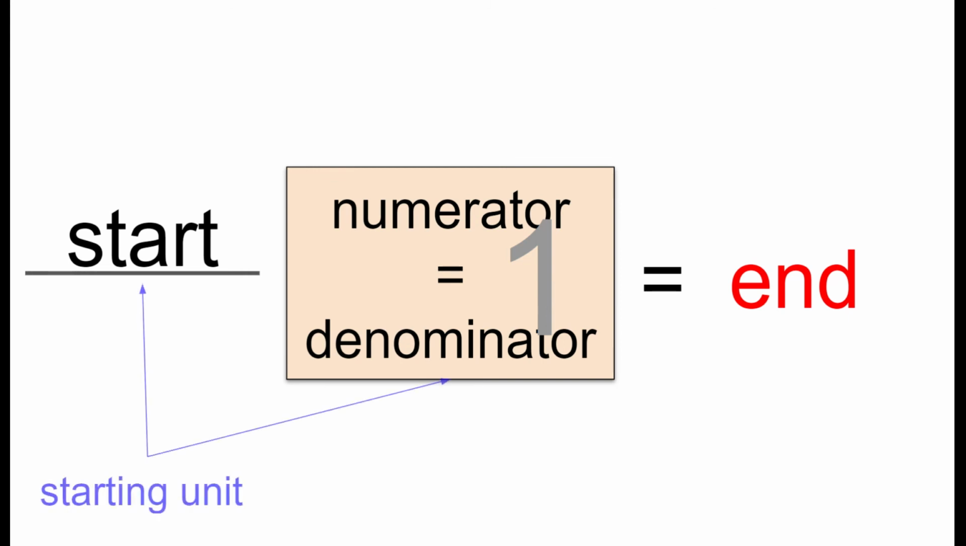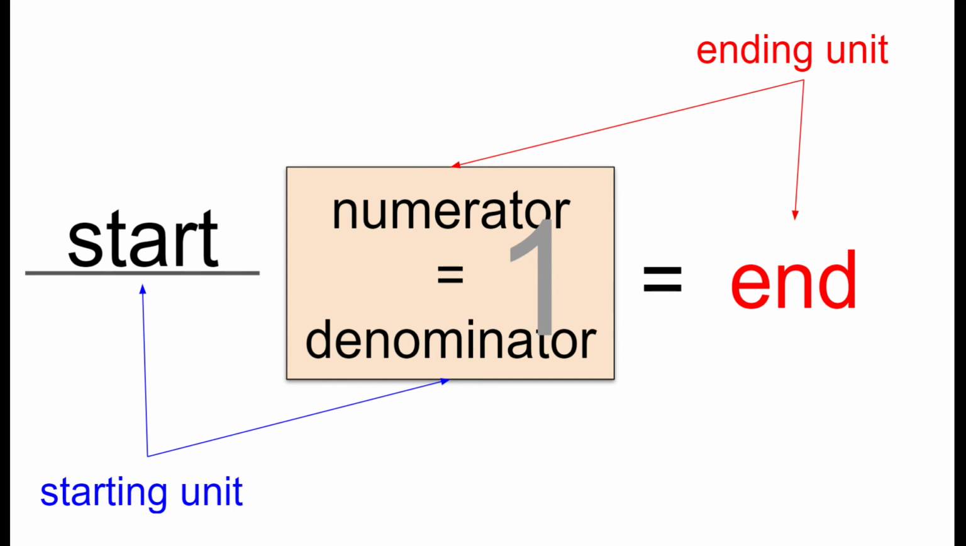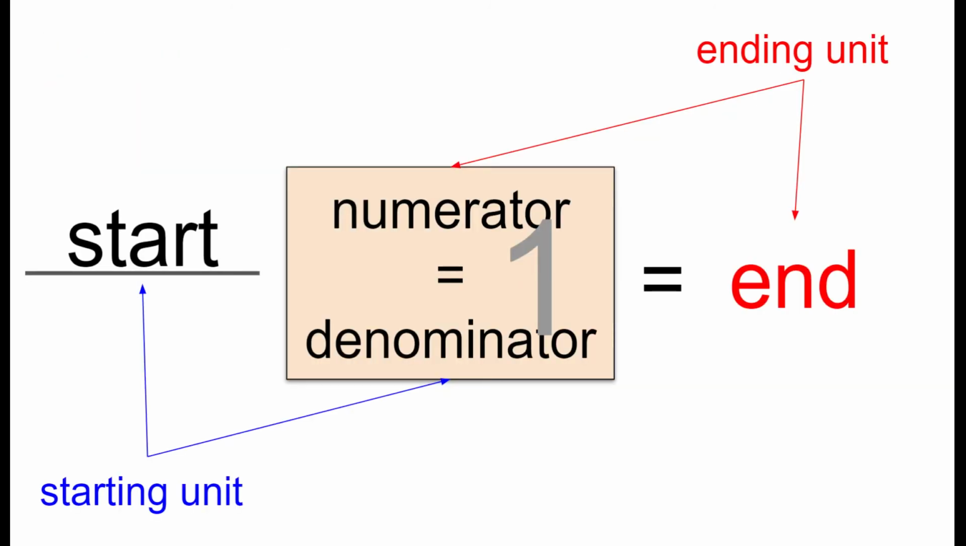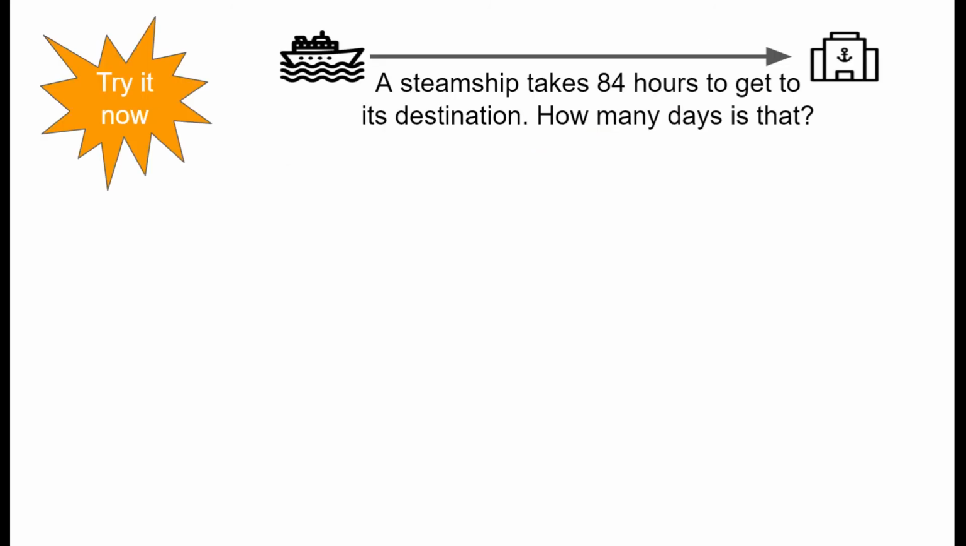The starting unit is the denominator of the fraction, and the ending unit is the numerator of the fraction. Finally, multiply across the top, multiply across the bottom, and divide, since a fraction bar is really just division. Now let's try it yourself.